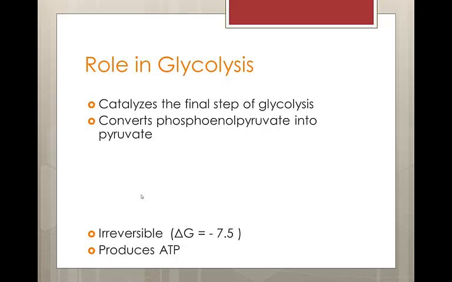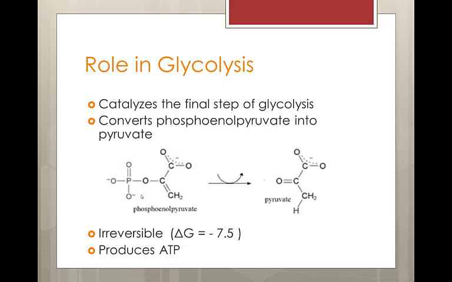It catalyzes the final step of glycolysis, where it converts phosphoenolpyruvate into pyruvate. This is an irreversible reaction because the reaction has a negative delta G value, specifically being negative 7.5. This is very important because the fact that it's an irreversible reaction allows this enzyme to serve as a control point for regulating the rate of glycolysis. And we'll talk about the regulation of this enzyme very shortly. It's also important to note that the reaction converting phosphoenolpyruvate into pyruvate will release ATP.